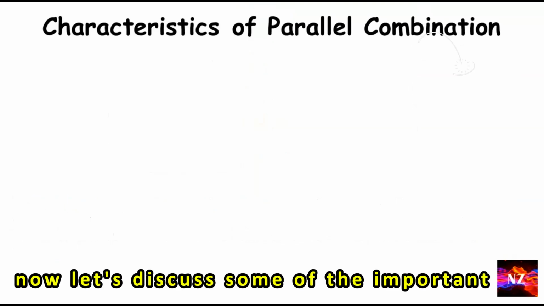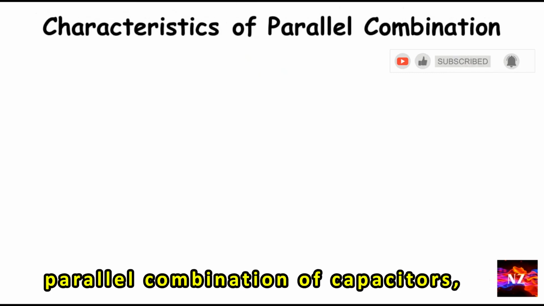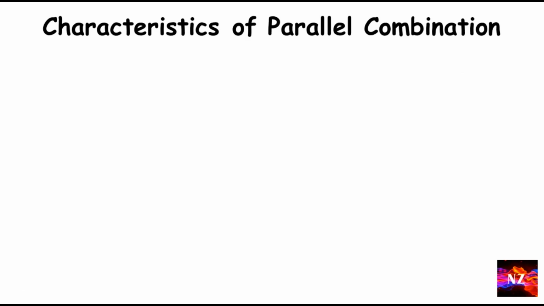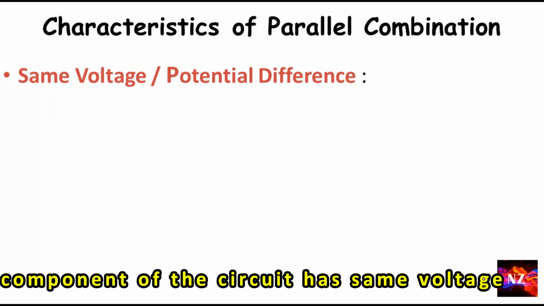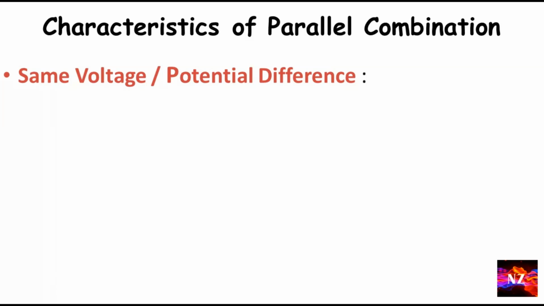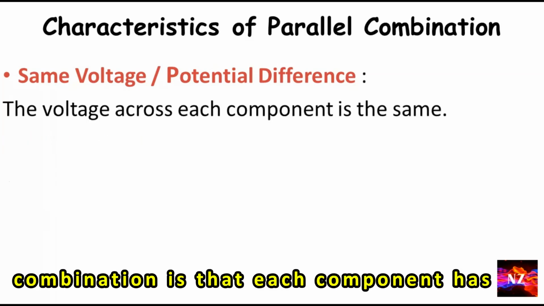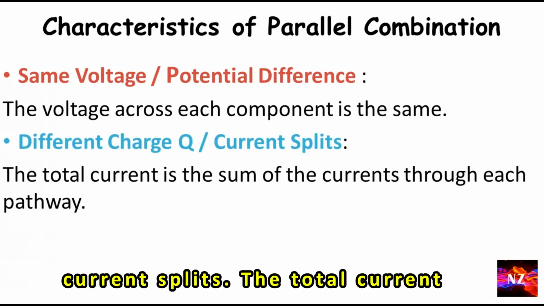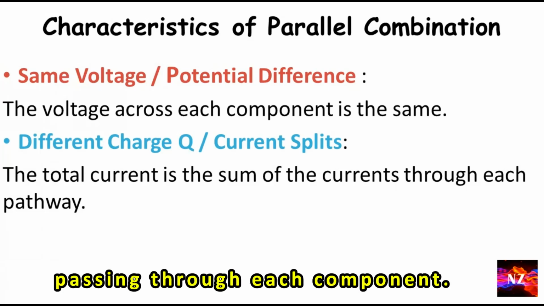So now let's discuss some of the important characteristics of parallel combination of electrical components, whether it is a parallel combination of capacitors, resistors or inductors. These properties remain the same. It means in the parallel combination, each component of the circuit has the same voltage or potential difference. The second characteristic of parallel combination is that each component has different charge. Because of this, the current splits. The total current is the sum of the currents which are passing through each component.